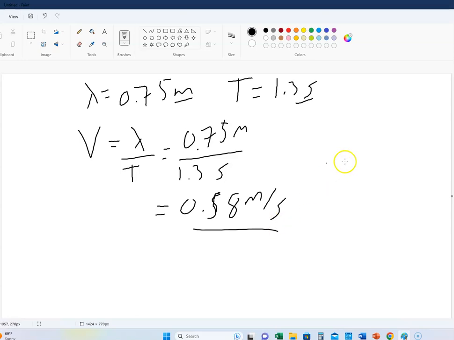And that's how you would do these kinds of problems. All right, so that's a good example for doing these wave problems. Let's see what else. Yeah, I think that's about it.